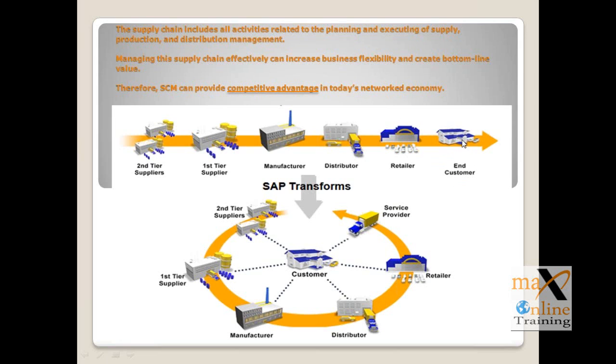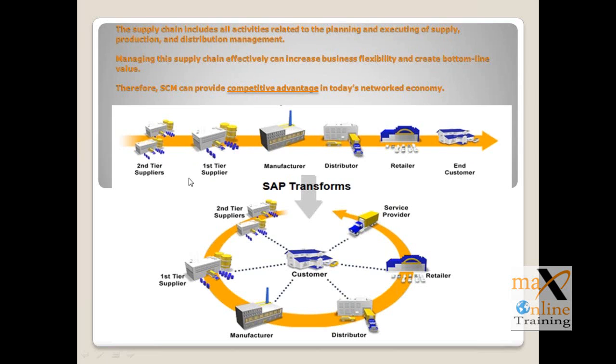So normally the demand flows from the customer to the supplier. The customer will give an order to the retailer, and the retailer will give an order to the distributor, and the distributor will give an order to the manufacturer, and the manufacturer will give an order for components to the supplier. So this is the demand flow.